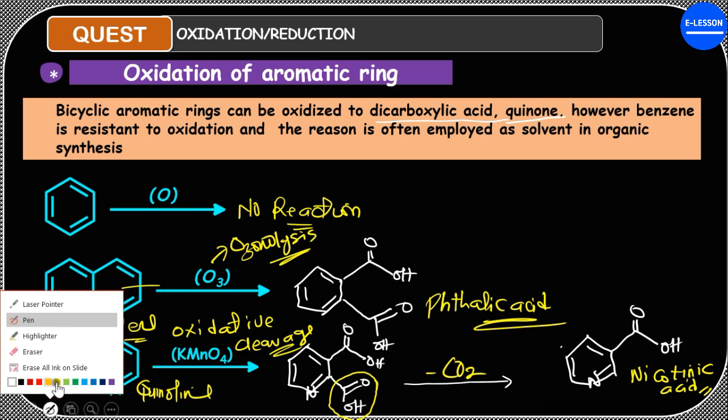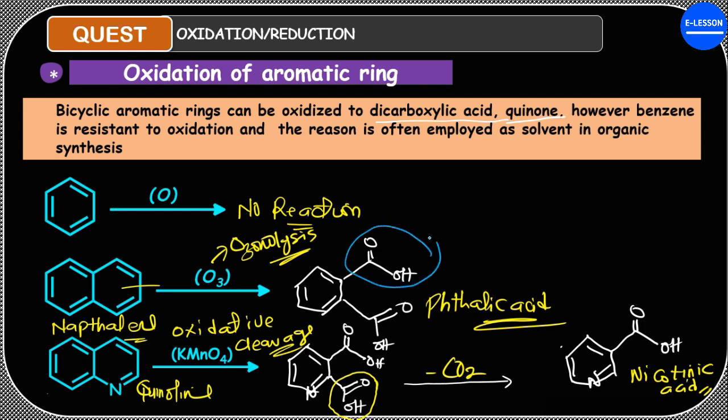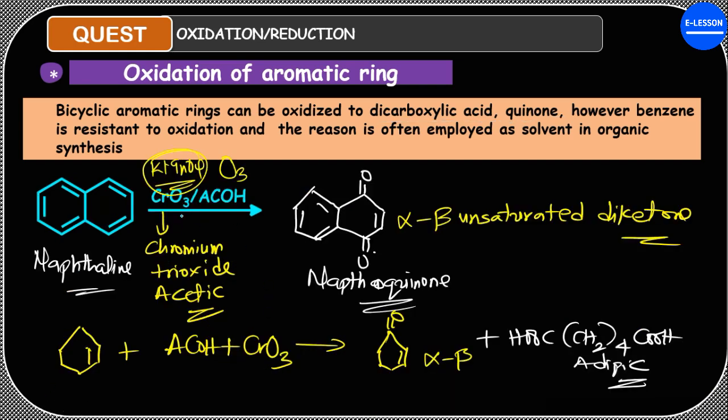Now, why do we call this a dicarboxylic acid? Because it has two carboxylic acid groups. This is one carboxylic acid group and this is another. And we say this compound is called phthalic acid. This same one, a dicarboxylic acid, which we said will be decarboxylated to form nicotinic acid, which you are going to come across in pharmacology later, right? And then finally, this other one here, we said it can either form a dicarboxylic acid or a quinone. It is when it reacts with chromium trioxide in acetic acid that the product is a quinone, which we can say is an alpha beta unsaturated diketone. That is what this product will form.